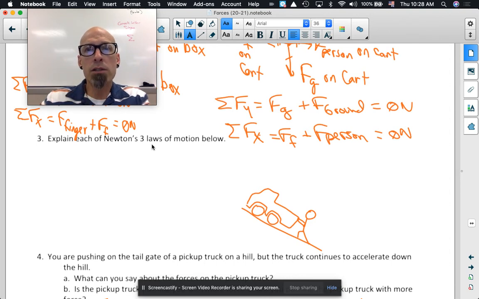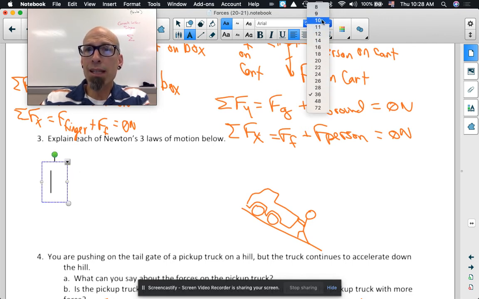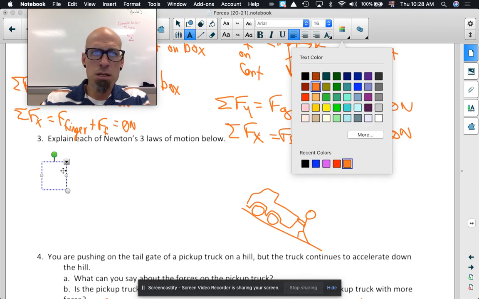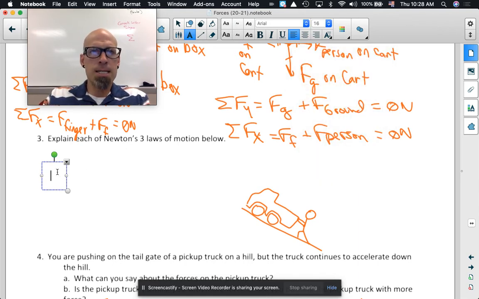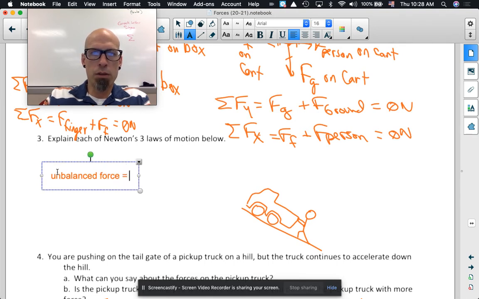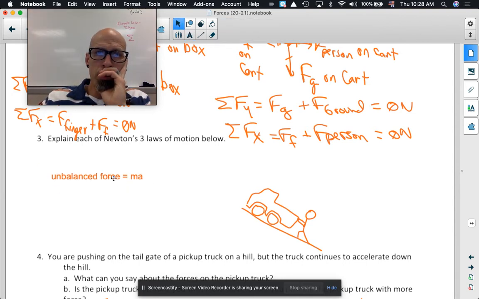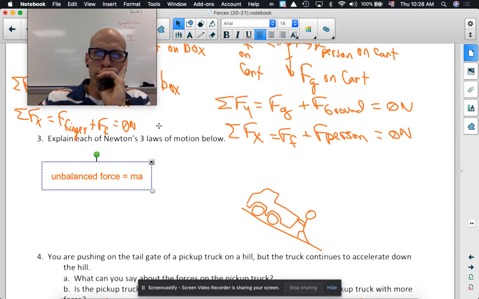The force, unbalanced force equals mass times acceleration. Maybe I can do a, oh my gosh, it reset it again. Why won't this thing stay put? I want it to stay put. Unbalanced force equals m times a. Now, with this, oh my gosh, it changed it again.